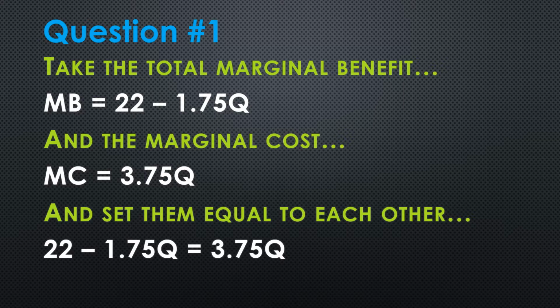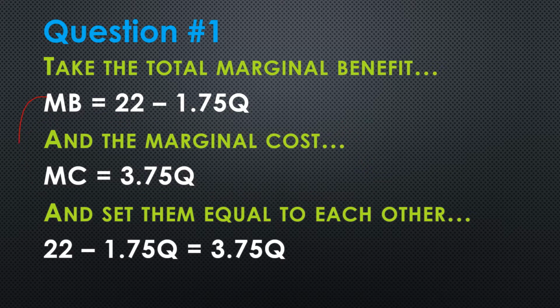We take that total marginal benefit curve and we add in the marginal cost to the equation. Where society is optimally producing is where our total marginal benefit equals our marginal cost. We now can add in our marginal cost. Our marginal cost was given to us as 3.75Q.